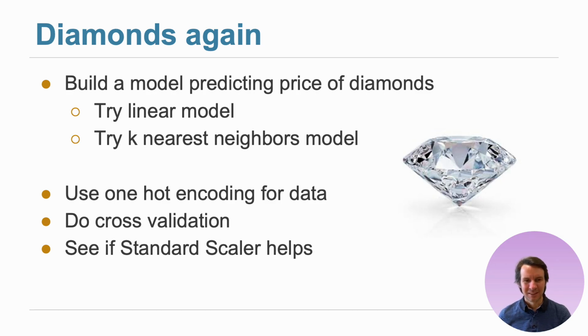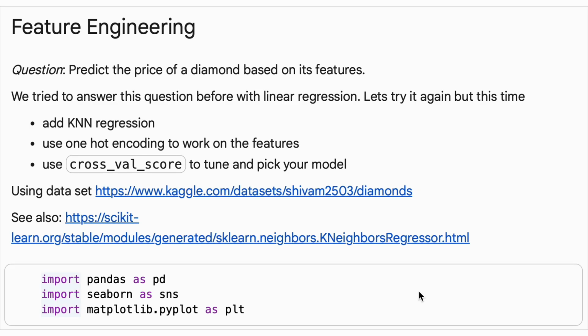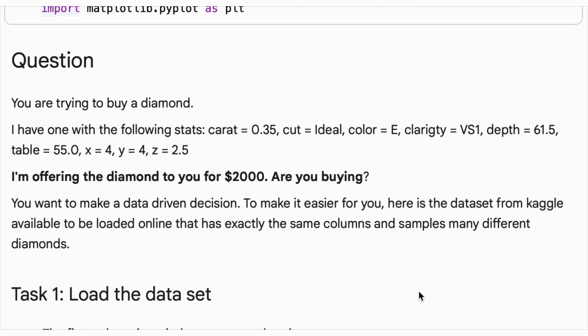Now that we learned how to pre-process the data, we can try to do the diamonds problem again. We'll try to build a model predicting the price of the diamonds, but this time we can use cross-validation to see how good the models are and maybe see if the standard scaler will help us. This time we'll add a little bit more data processing to it. Okay? So remind me the question.